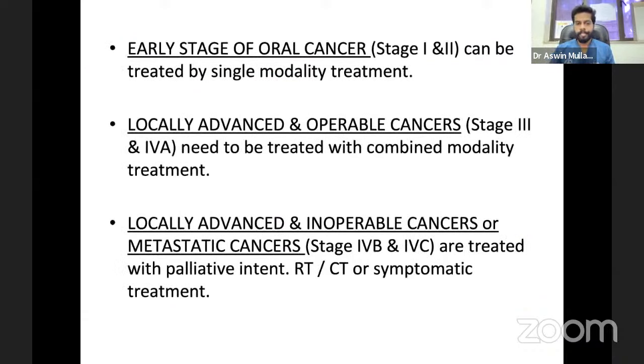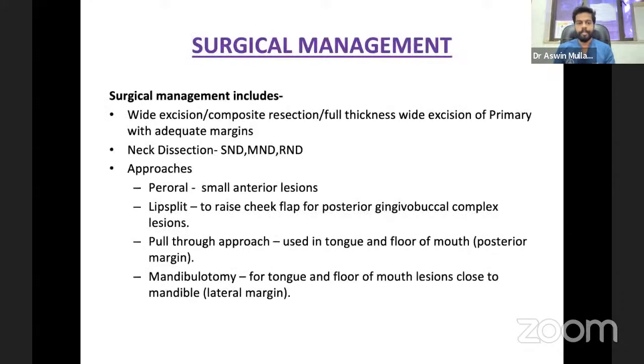So this is the basic summary of NCCN guidelines. Early stage oral cancer, stage 1 and 2, can be treated by single modality. Locally advanced operable cancers, 3 and 4A, need to be treated with combined modality treatment, mostly surgery with adjuvant radiation. Sometimes in case of positive margins or extranodal spread, we have to go for concurrent chemo radiation. Then all other metastatic cancer, palliative kind of treatment, that means symptomatic management.